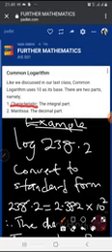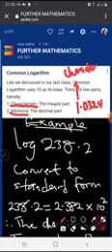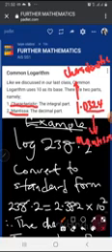Then the second part is the mantissa. Mantissa is the decimal part. So if the logarithm of a number is 1.0324, this 1 is referred to as characteristic, while the decimal number, this 4 decimal number, is referred to as mantissa. Is that okay? All right, let's proceed.